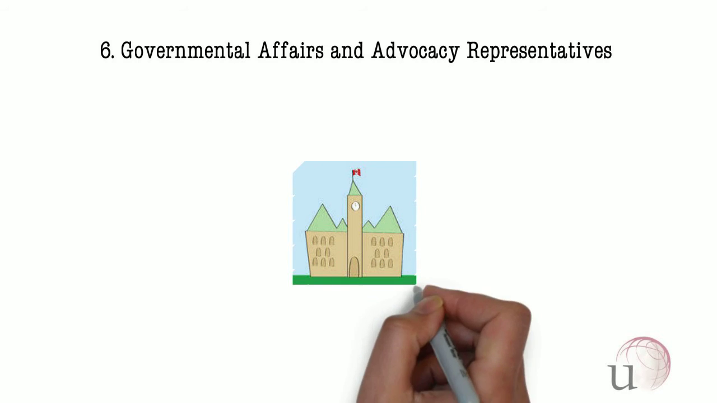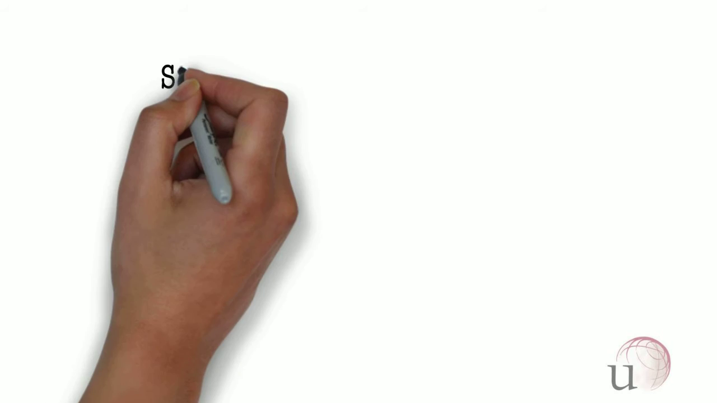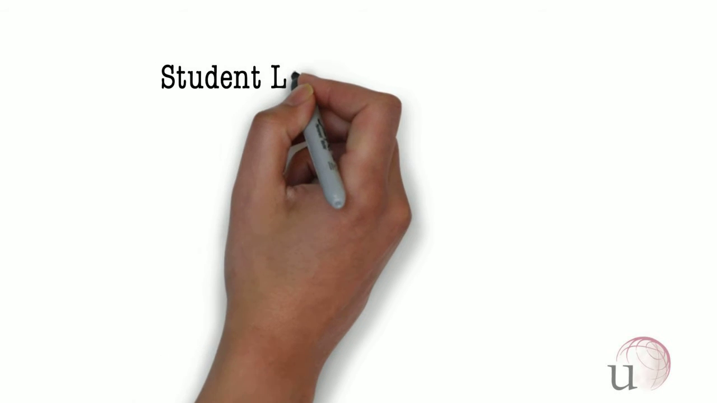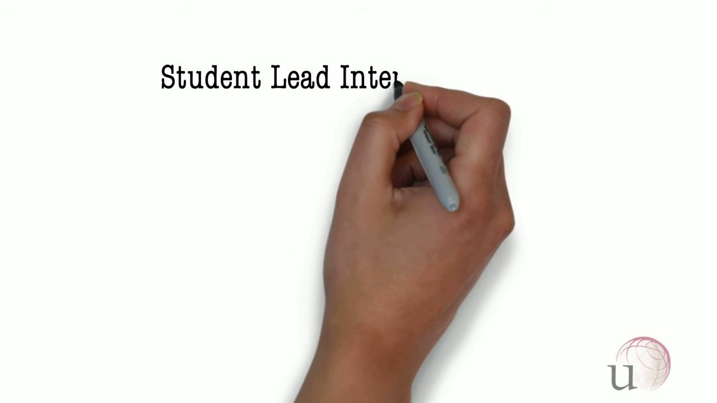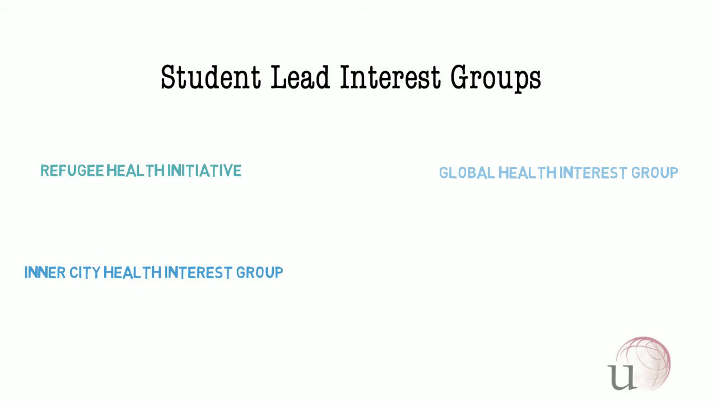Our next big pillar are student-led interest groups. At the University of Ottawa, we are lucky to have multiple interest groups pertaining to global health. These groups include the Global Health Interest Group, Refugee Health Initiative, Inner City Health Interest Group, and Indigenous Health Interest Group. All of these groups plan talks with physicians and stakeholders, as well as assist students in finding volunteer and shadowing opportunities pertaining to their initiatives.